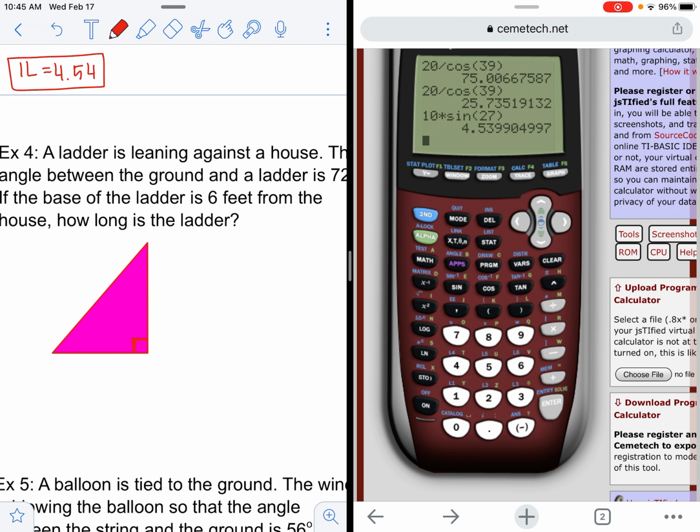And you could have drawn it the other way. Like you could have drawn it this way if you wanted to. I just usually draw it the same way every single time. Okay, so we have a ladder leaning up against a house.